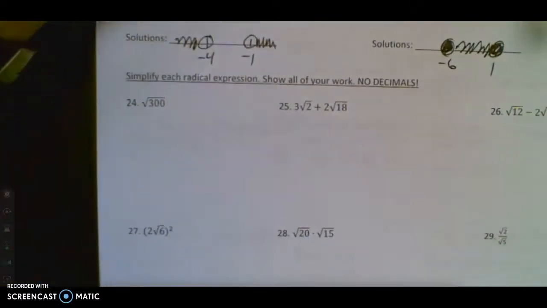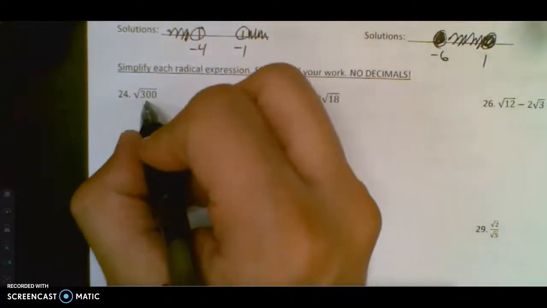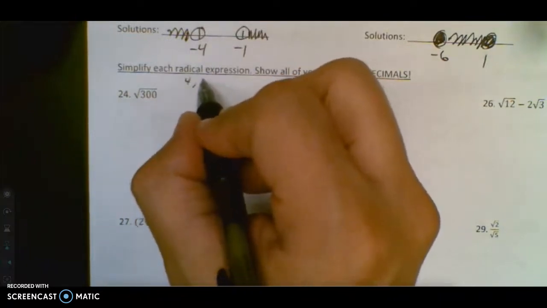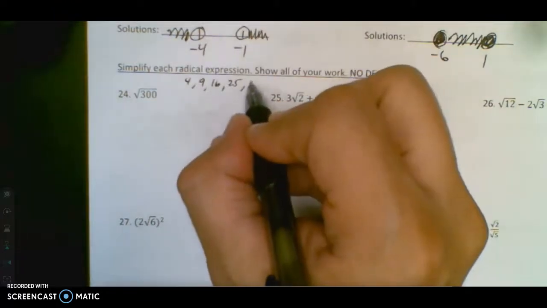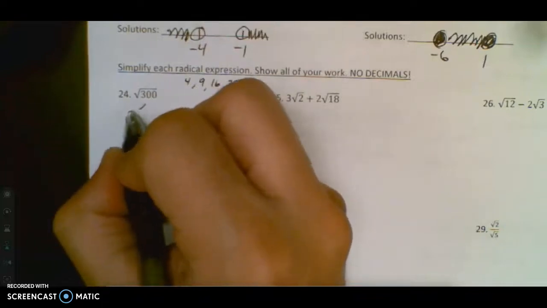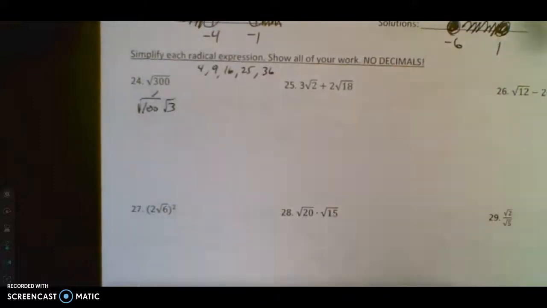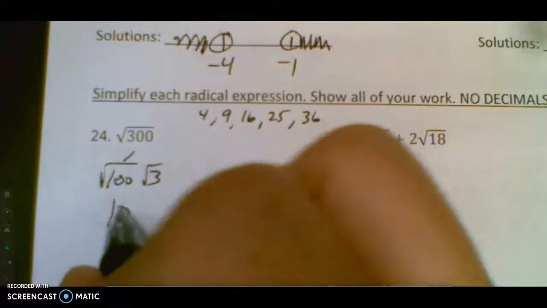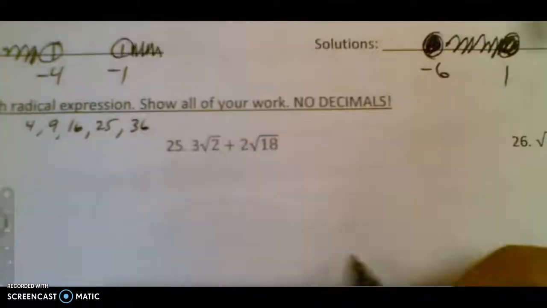All right, on to some radical stuff. We'll do kind of one of each. We're going to break this guy down. I want the biggest perfect square that goes in nicely. Remember to write these out when you first get your test. All the perfect squares. Well, I already know 100 goes in there. So I can rewrite this as 100 times 3. Radical 100 and radical 3. And then I turn that into a 10 radical 3. Okay, simplifying. Done.